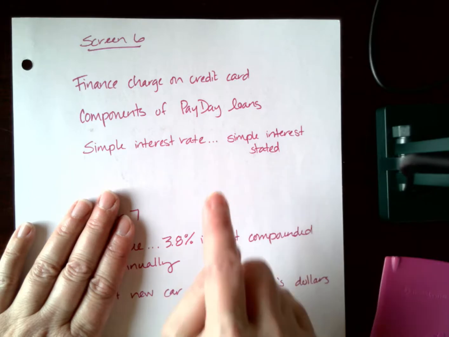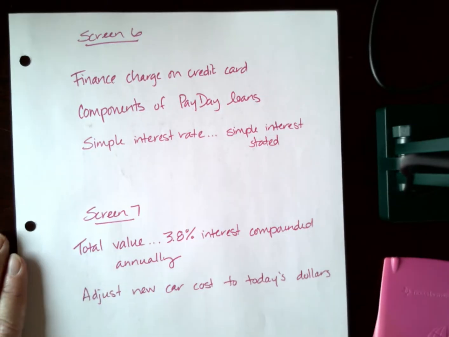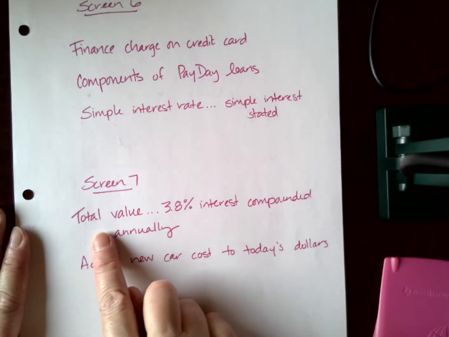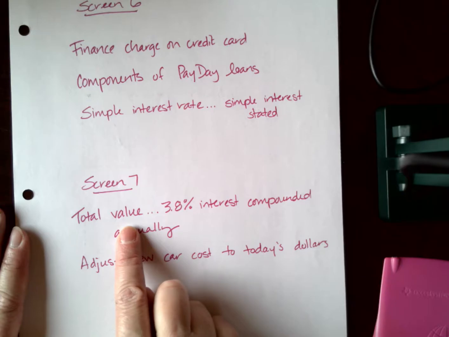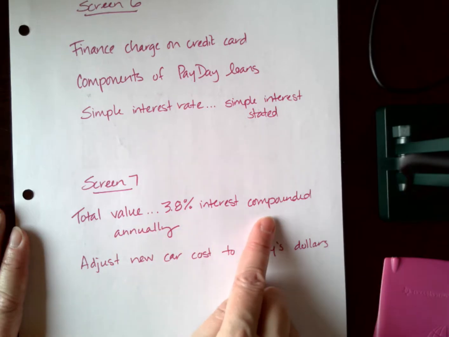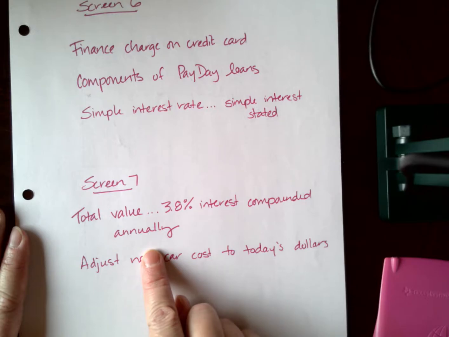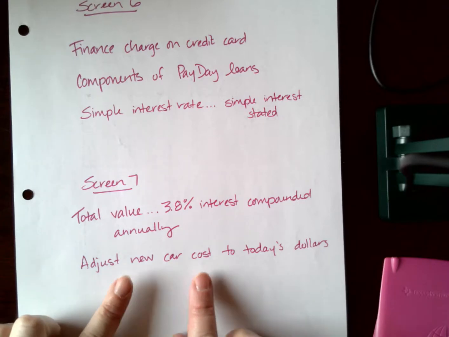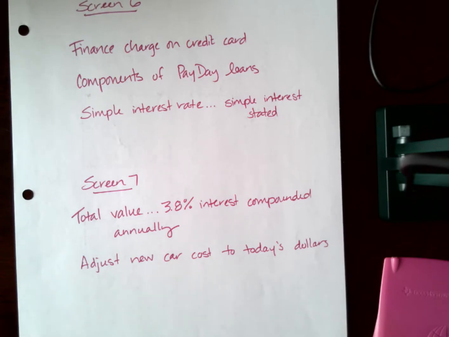So there was one statement in that list where it said simple interest a couple times. That's a big clue. And then screen 7 asks you to pick out which scenarios involve compound interest. The one where it asks you about a total value if we're using 3.8% interest compounded annually. That compounded word is a clue for us. When we adjust a new car cost to today's dollars, like the new car from 1960 to today's dollars, that is an inflation scenario. Annual inflation will be compound interest. This is like the problem about my mom. So compound interest there.